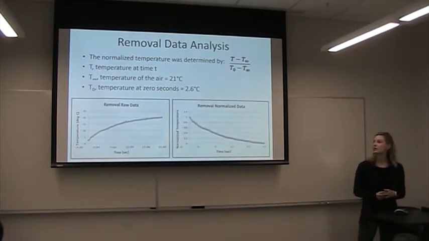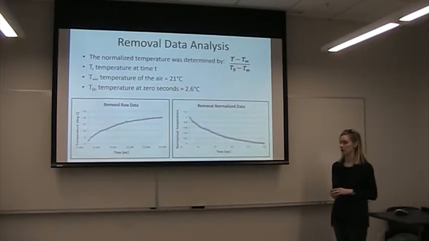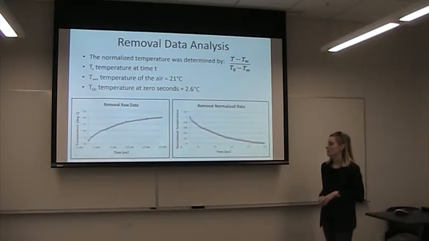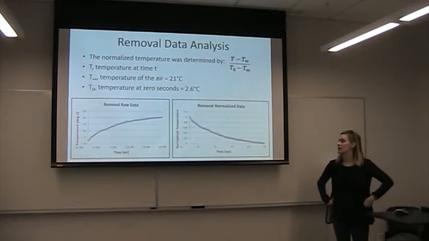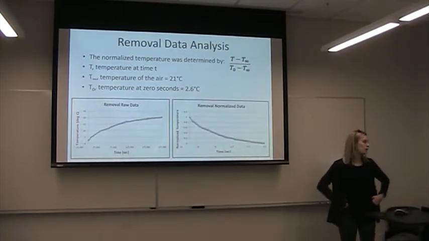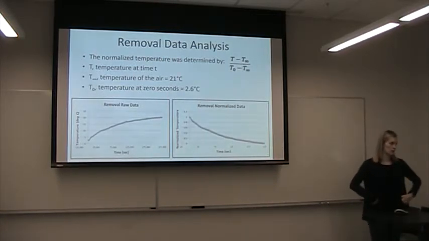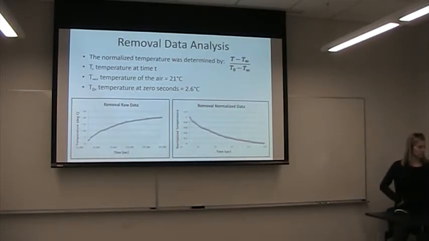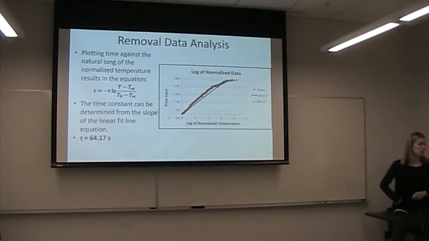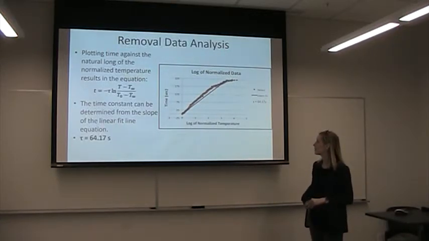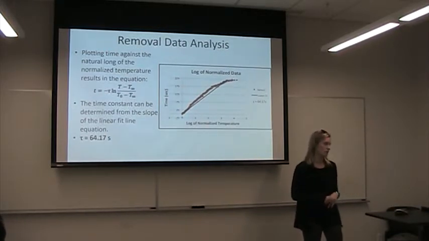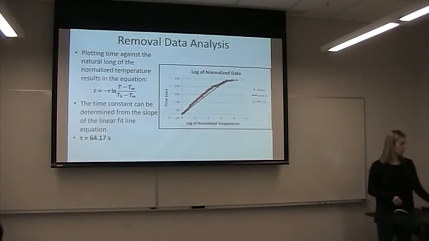For the removal, the same thing was done, but it was taken at a 3 hertz frequency, and it took about 225 seconds to stabilize. The data is shown there, and then the data was normalized again, with T infinity being the temperature of the air this time at 21, and T0 being the temperature of the water at 2.6 degrees Celsius. When the natural log of that was taken, the time constant was once again the slope of the linear fit, and this time it was 64.17 seconds, which is much larger than the insertion.